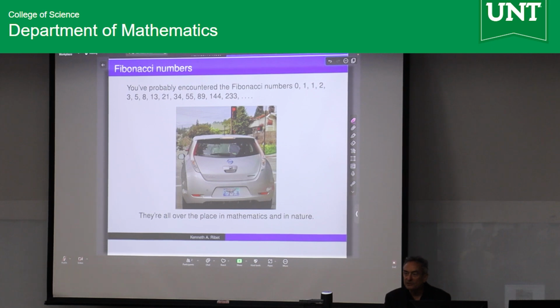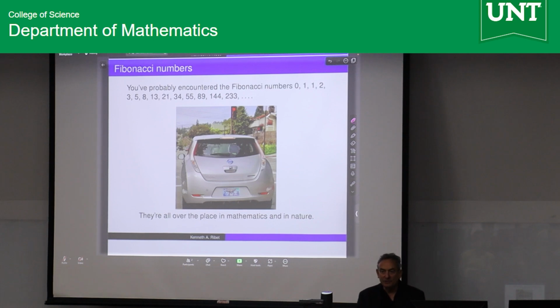The sequence typically now in computer science books starts with the 0th term 0, and then the next two terms are 1. And if you add 1 and 1, you get 2. If you add 34 and 55, you get 89. If you add 89 and 144, you get 233. And the numbers increase exponentially, actually. The base of the exponent is 1.62 or something.